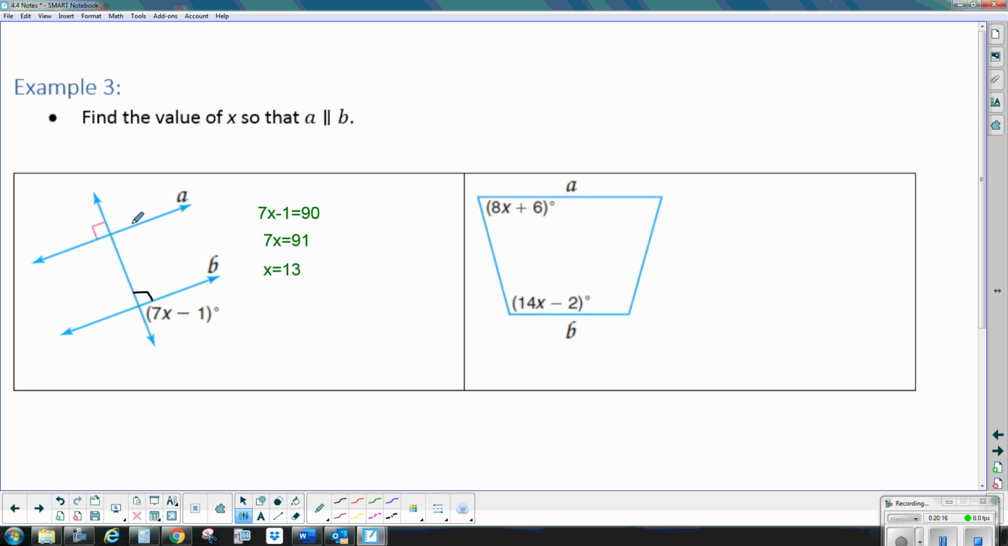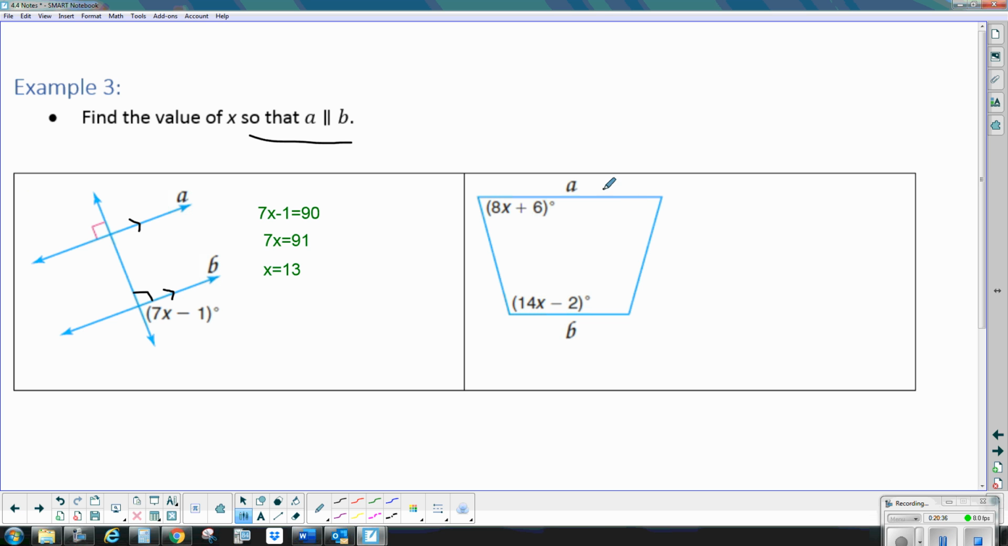I can only conclude that's true if these two lines are parallel. If I don't know A and B are parallel, then I have no clue what 7x minus 1 is equal to, but it says find the value of x so that A is parallel to B.